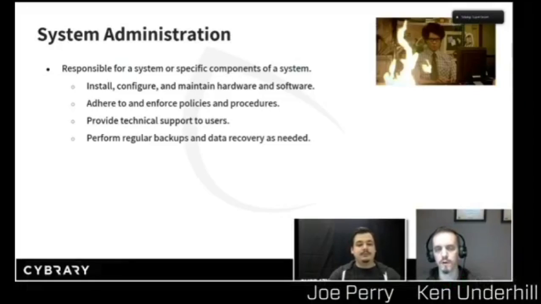Absolutely. So we'll start off with our systems administrator path. I'm going to let Joe take this one away. He wanted to jump into this, and he's kind of the expert in this particular area.